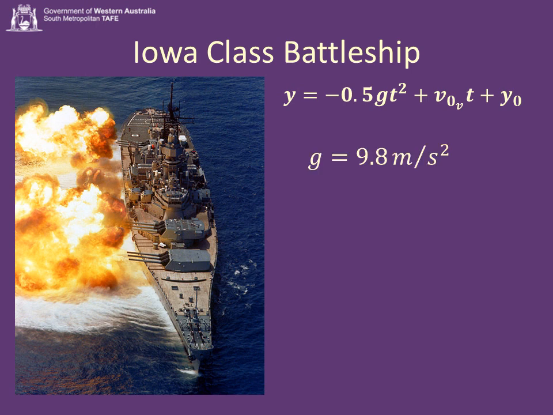Some of the things to get straight in this equation for a start: g is gravity, and we'll take that to be 9.8 meters per second squared. V0, subscript V, is the vertical velocity, the speed at which it's going up and down at any one time. y0 is the initial height. Now the ship's sitting at sea level, so the initial height is effectively 0.